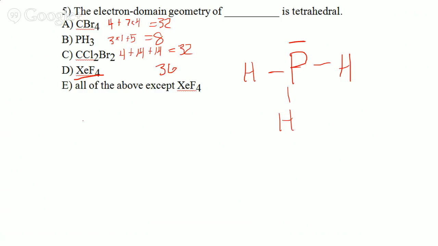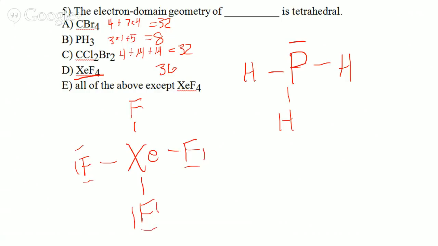All right, but if you take a look at XeF4, it will not. All right, so I put it all over there, place my valence electrons around it. I've used up 32 of my electrons, and I still have 2 more pairs to put. So that's definitely not a tetrahedral domain. So here, choice E.